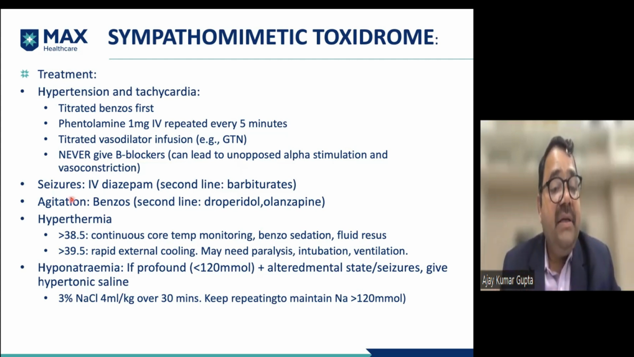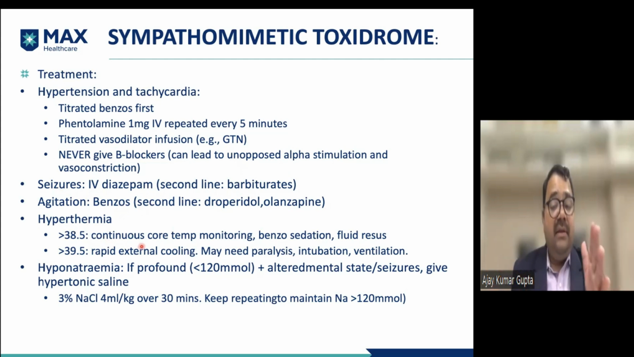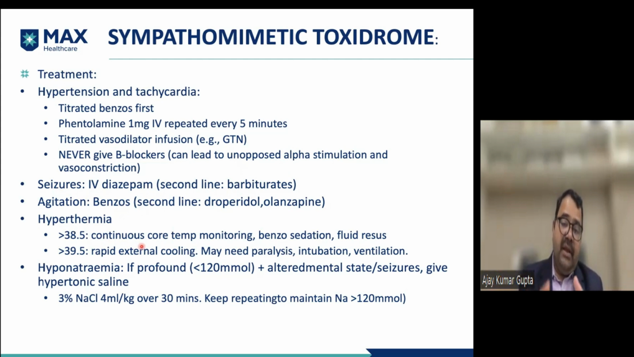Then if the patient is having seizures, then you can use the IV diazepam. The second lines are the barbiturates. And if the patient is too much agitated, then you use the benzodiazepines as the first line and droperidol and olanzapine as the second line drugs. The patient usually has hyperthermia. So if the patient is having more than 38.5 degree temperature, then the benzodiazepine sedation and the fluid resuscitation is already done. And you continuously monitor the core body temperature.